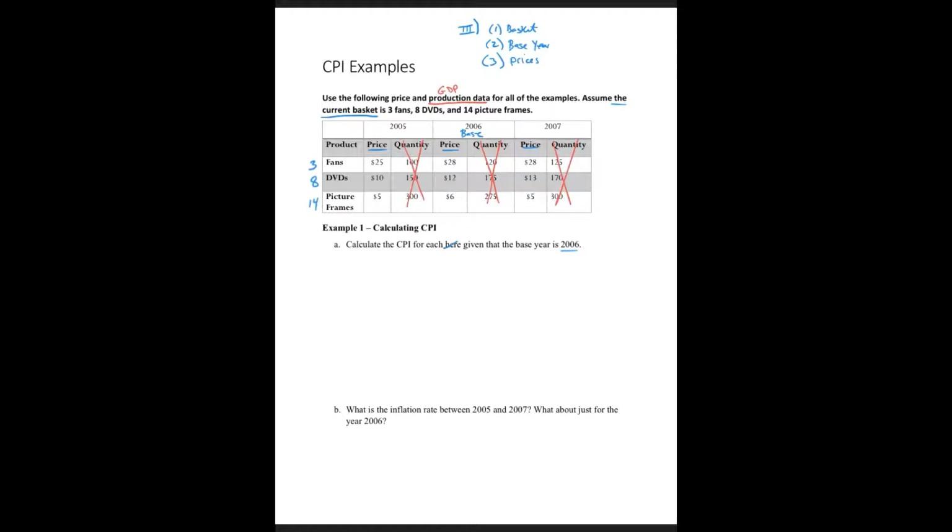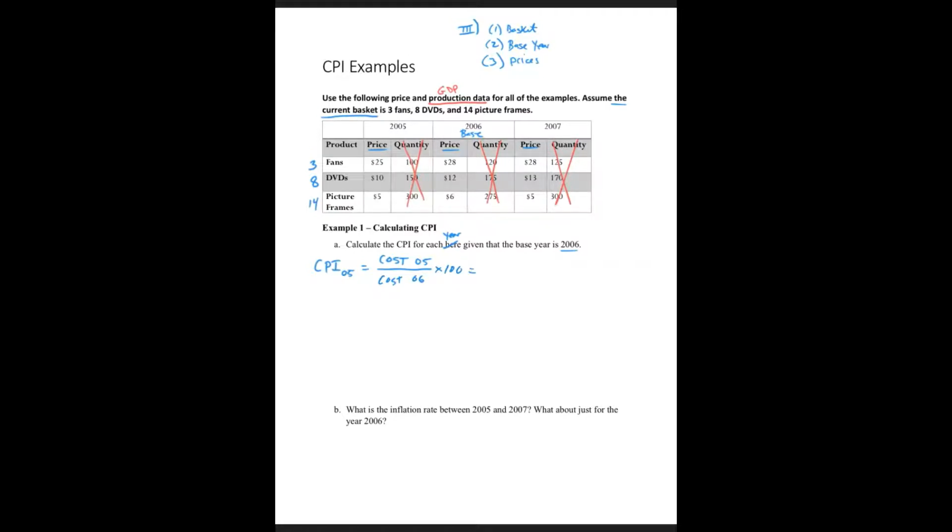So this should say each year. The first one is going to be the CPI in 2005. Whatever year you're looking for, that's the cost of that basket you're going to put in the numerator. And in the denominator, we want the cost in the base year. In this case, it's 2006. We multiply that by 100 to get it into an indexed value against the base year. So let's just go ahead and do that.